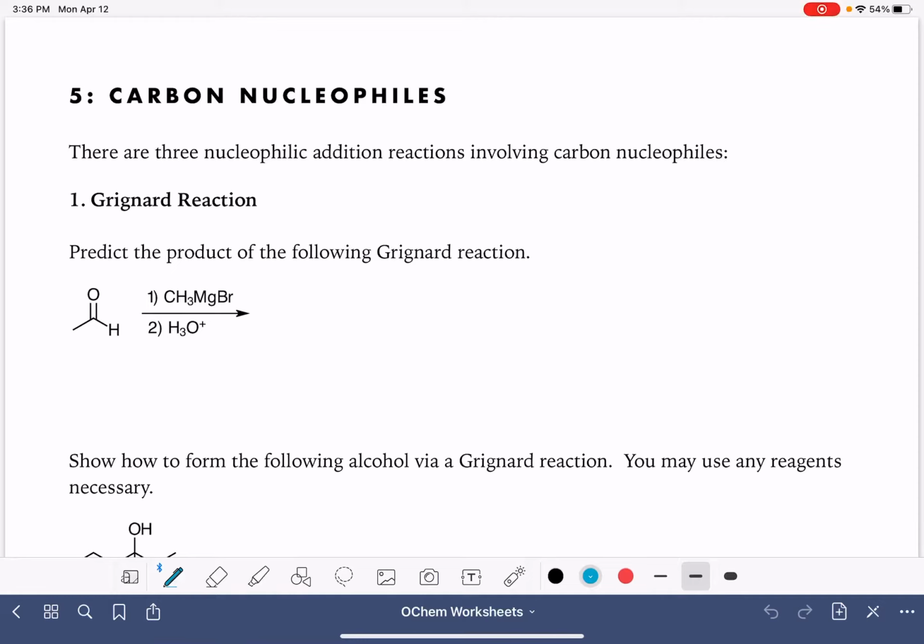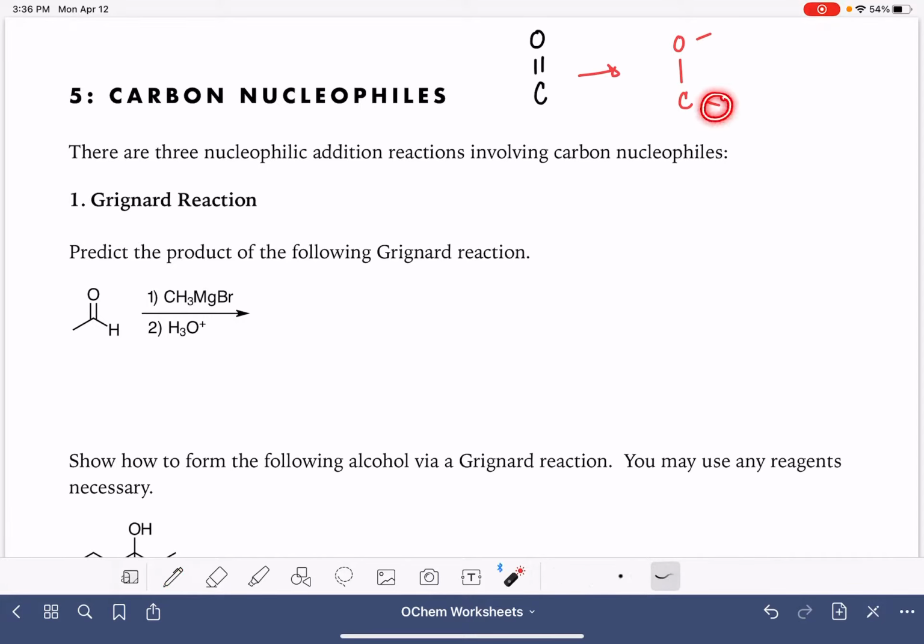On this worksheet, we're going to look at 3 different types of carbon nucleophiles that are used in the nucleophilic addition to a carbonyl group. As a reminder, we're talking about reactions involving the carbon-oxygen double bond of aldehydes and ketones, and we're looking specifically at reactions where we are adding 2 things to the carbon-oxygen double bond.